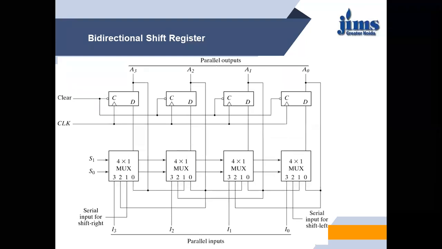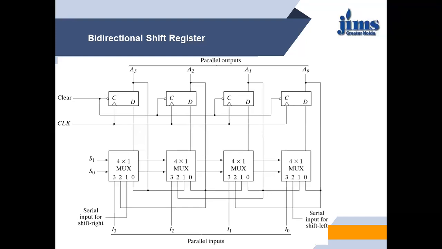So this universal shift register is capable of serial in for shift right, serial in for shift left, and it can be loaded in parallel: parallel in serial out, parallel in parallel out, serial in serial out, shift left and shift right. All operations can be performed with the help of this single diagram. That's why it is known as a universal shift register.